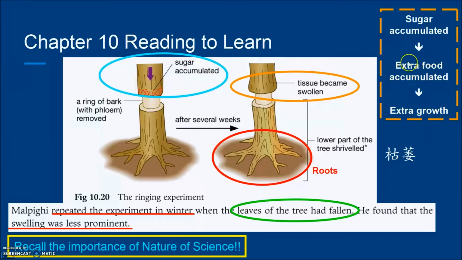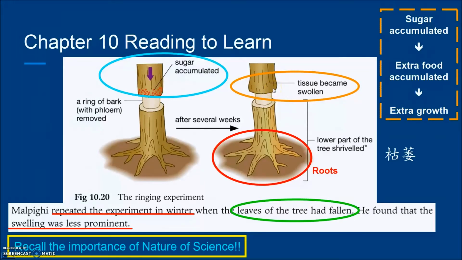So actually there is extra food accumulating just above the ring. That's why the cells in this region can obtain more food. So that's why there is extra growth just above the ring.